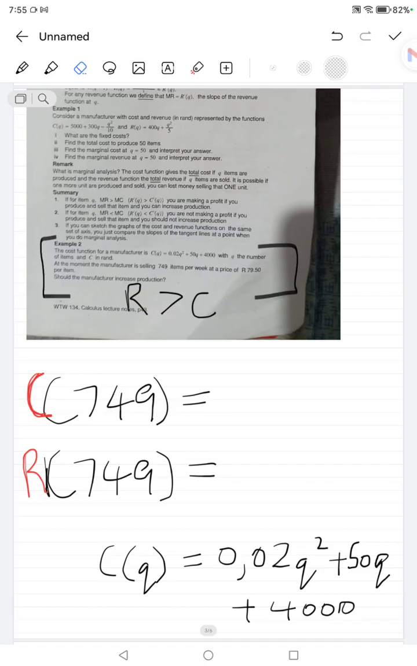So the total cost is going to be 52,670.02. Is that correct? Maybe. Yeah. Why are you saying maybe?